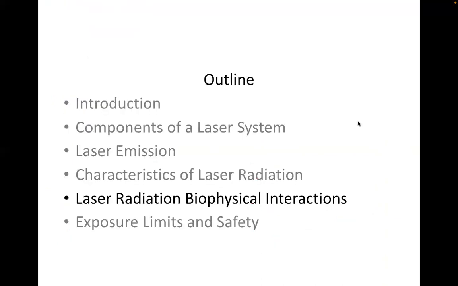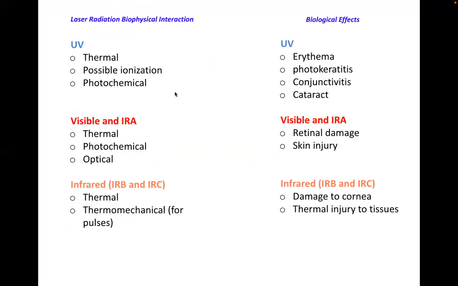Okay, so now let's proceed to the laser radiation biophysical interactions. So these are the biophysical interactions, and what are the biological effects on your right. If you have a UV laser, these are the interactions. It's usually thermal, so it heats what the UV laser hits, and as I said earlier, some parts of UV are ionizing, so they can destroy the molecule. In a way, you will produce ions.